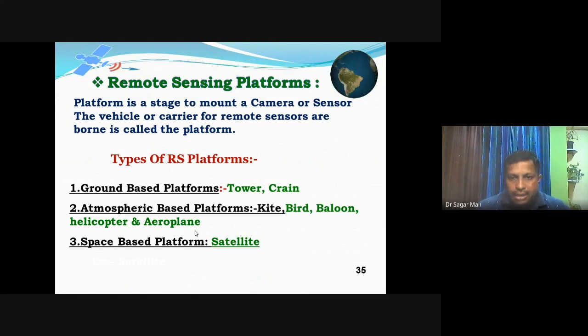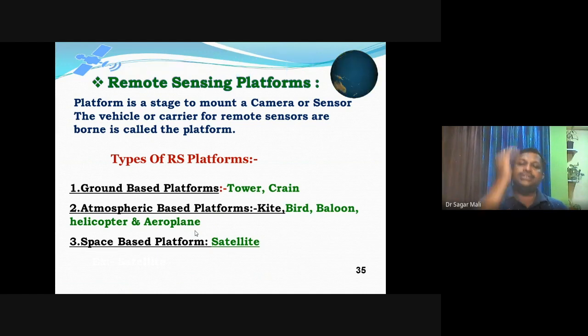All these cameras are based on, or touching, the ground. That's what is called a ground-based platform. Nowadays we use cranes and put up towers to monitor a larger area, right? So where the sensors or our cameras are based on the ground, it is called a ground-based platform.